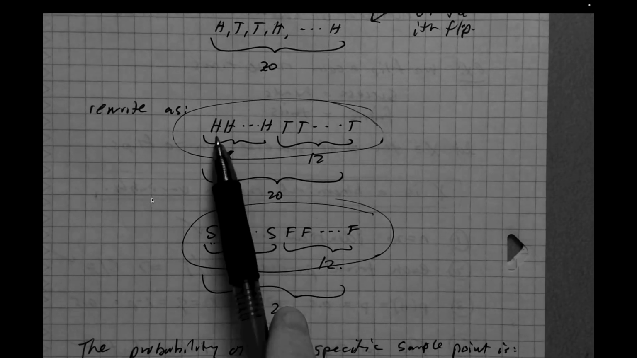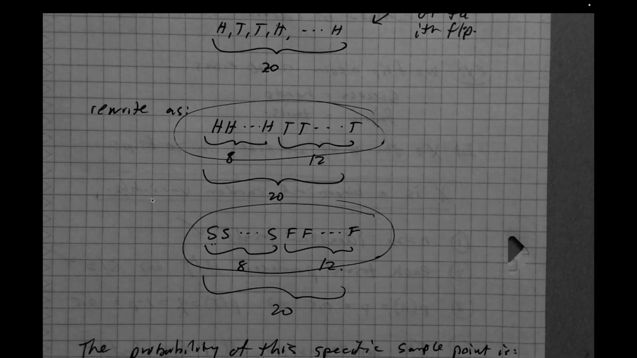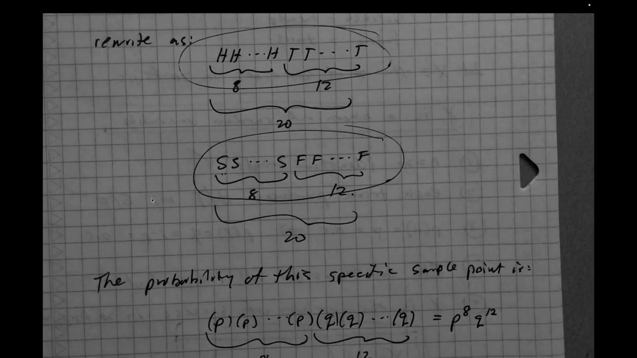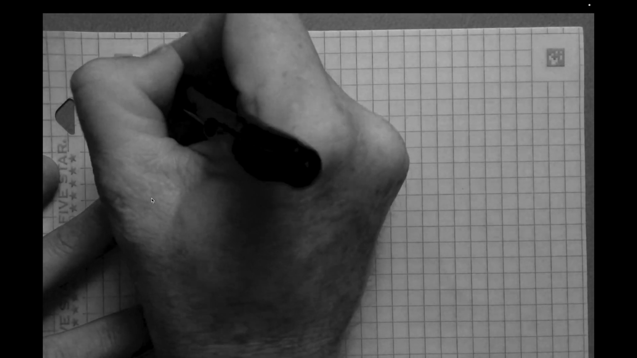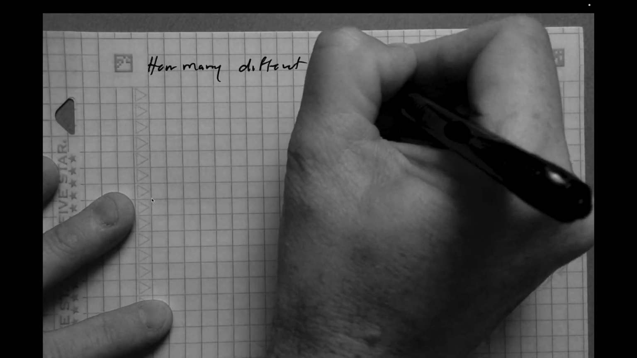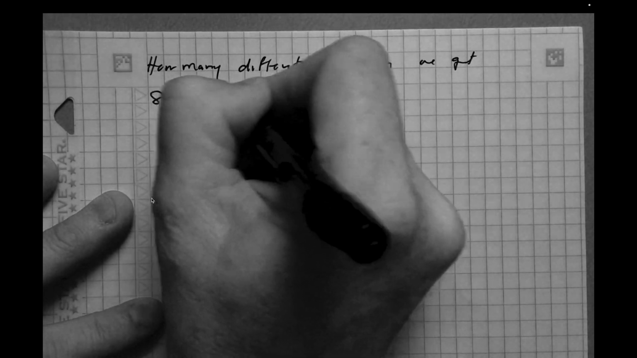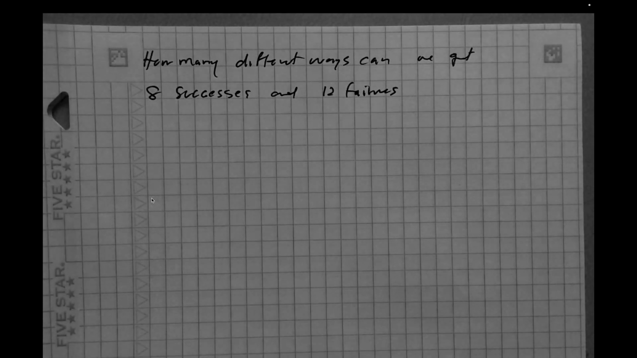You could get all 8 up front, like we've written here. Obviously, we could just as easily get all 8 on the back side, right? Those are different outcomes, right? So what we need to do next is quantify all of the possible ways to get 8 successes. Okay. So how many different ways can we get 8 successes and 12 failures, or 8 heads and 12 tails?